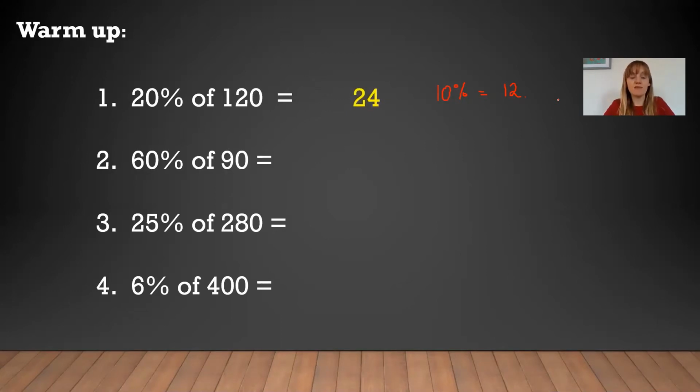Now for 60% of 90, again, I'm going to find 10% of 90 first. 10% of 90, I divide 90 by 10, which gives me an answer of 9. So 60%, times it by 6, gives me an answer of 54.